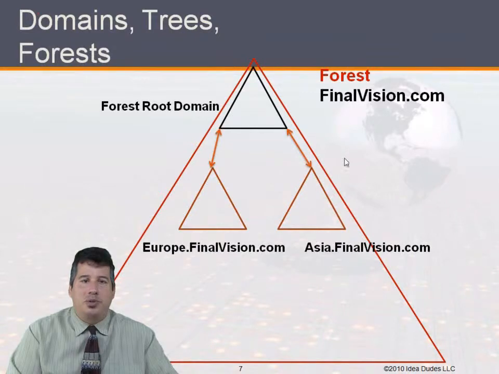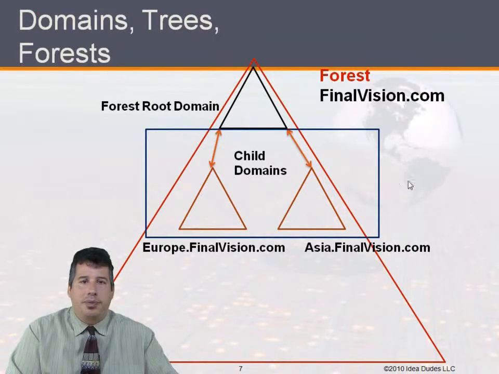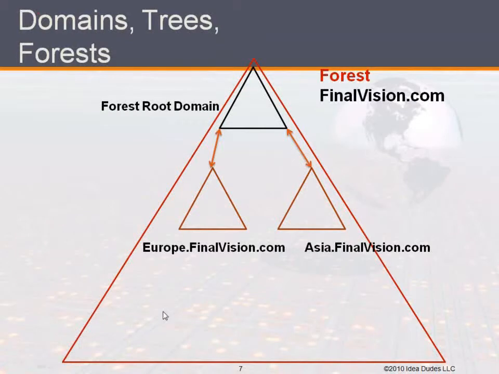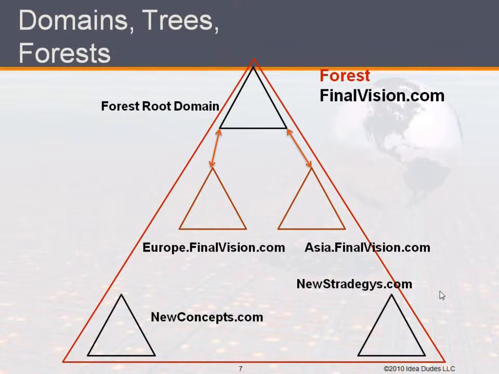And then what we can have is child domains. We have europe.finalvision.com and also asia.finalvision.com. Those are the two child domains, and this is the root domain. The whole structure here is known as a tree, and we can have another tree, child domains. And then we have trees out here, newconcepts.com and newstrategies.com. These are examples of other trees.